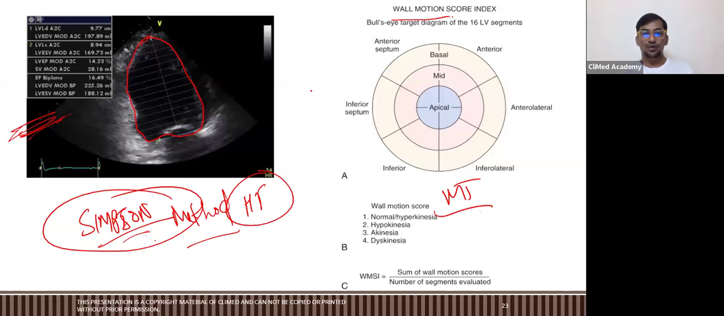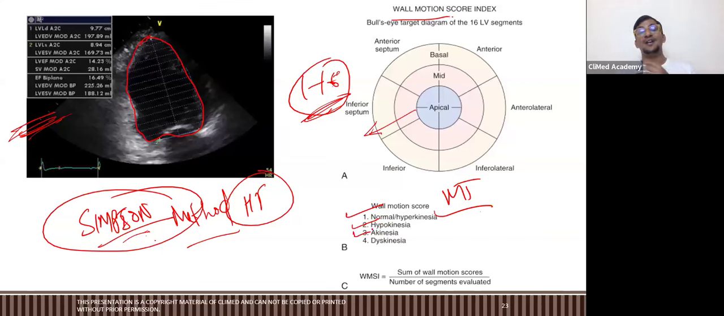It is 1 to 16. I'll not tell you everything here, but you can easily make out in the echo where the wall motion is. There are four types. One is normal, when the wall motion is perfectly normal. Hypokinesia, where the wall motion is a little decreased, so it shows stable angina or unstable angina.